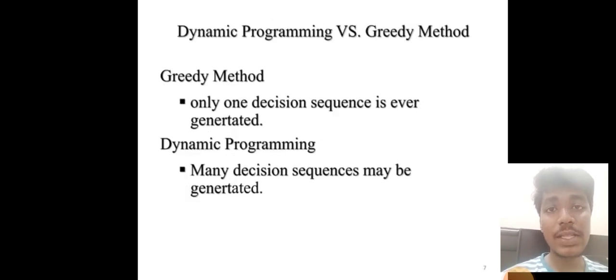Dynamic programming versus the greedy method. What is meant by the greedy method? Only one decision sequence is ever generated. Greedy method means that when solving a problem, we need to choose only one decision. Whereas in dynamic programming, many decisions can be taken while solving a problem.